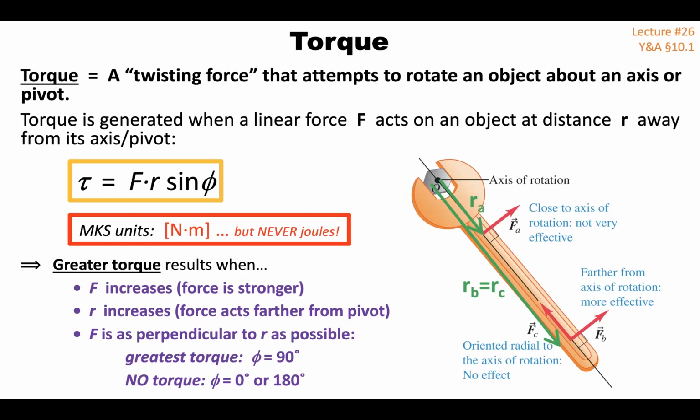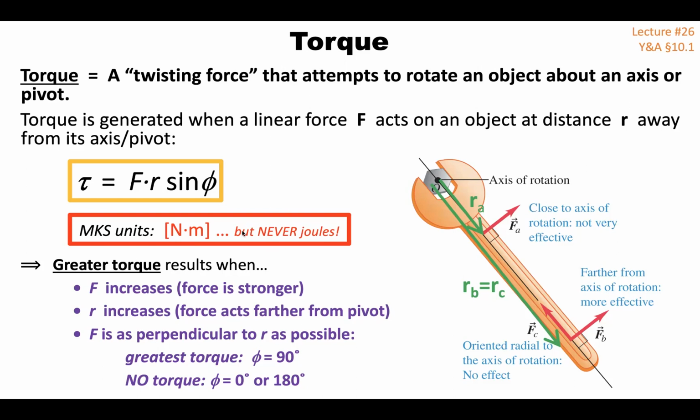The amount of twist or twisting force, torque, that is generated by any one of these forces is equal to the strength of the force in newtons times the distance from the pivot where the force is applied, times this factor of sine phi, which is basically a measure of how perpendicular the force is to the vector r. I'll say more about that in just a moment. Note that the units of torque in MKS units are going to be newtons times meters. And then the sine is dimensionless. We don't have a special name for this, so we just call it newton meters, or sometimes meter newtons.